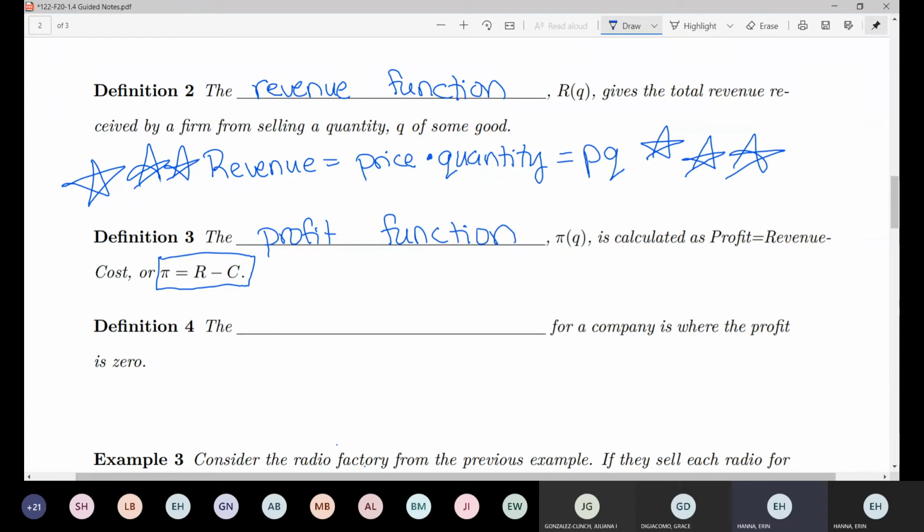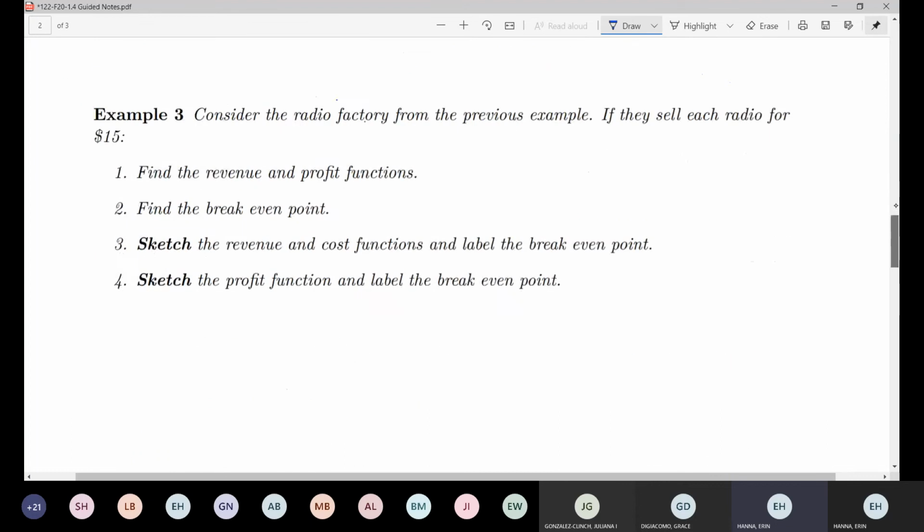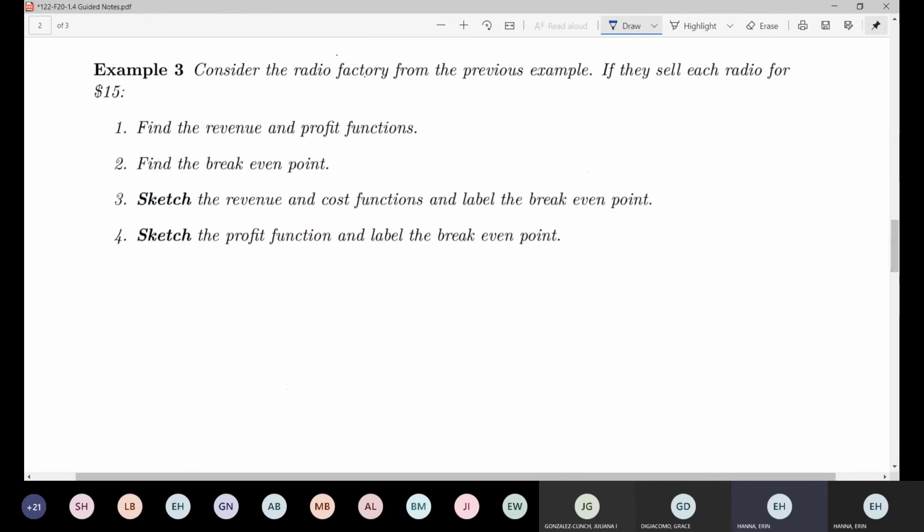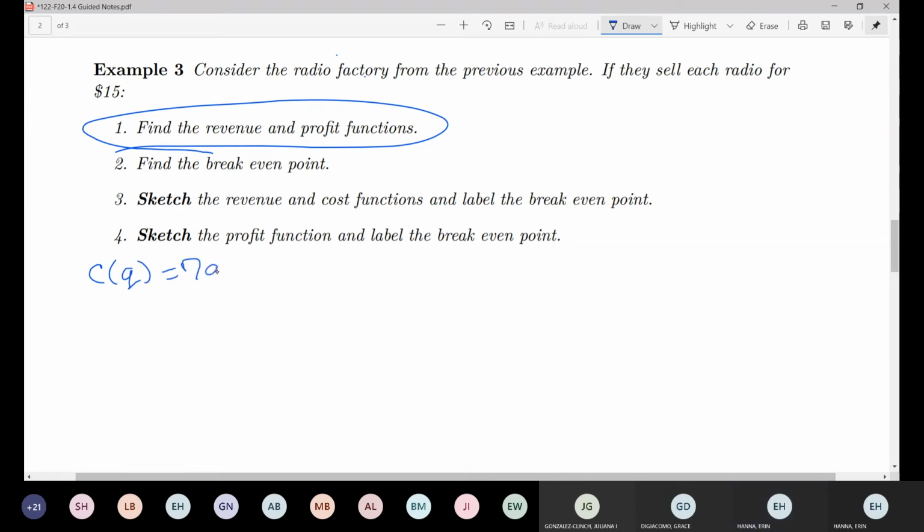Just to get in one small example, and I will go through this again on Friday, but just so that you can see how this is going to work, I'm going to jump down to example 3 really quick, so that we can find a revenue and profit function and you see how it works. Again, I will go through this in a bit more detail on Friday. So I just want to find number 1. Consider the radio factory from the previous example. If they sell each radio for $15, what are the revenue and profit functions? To remind us, our cost function was 7Q plus $24,000.